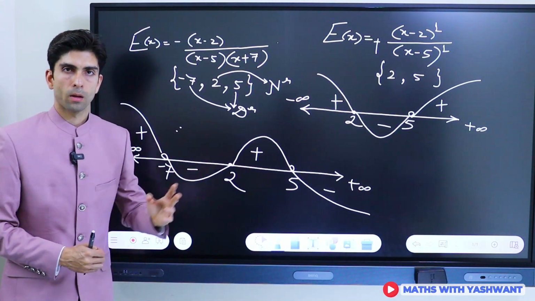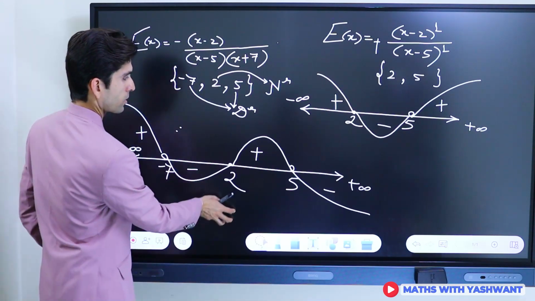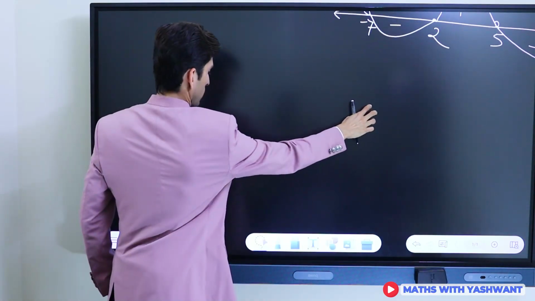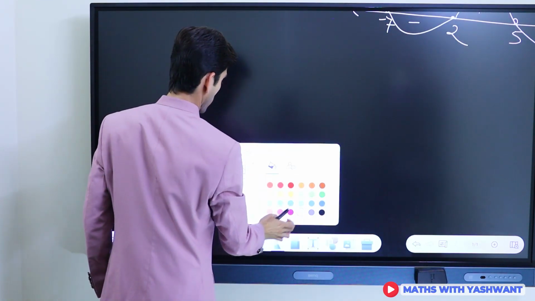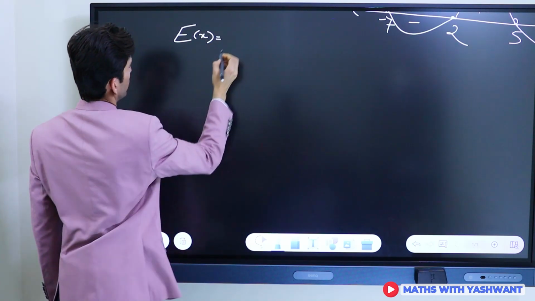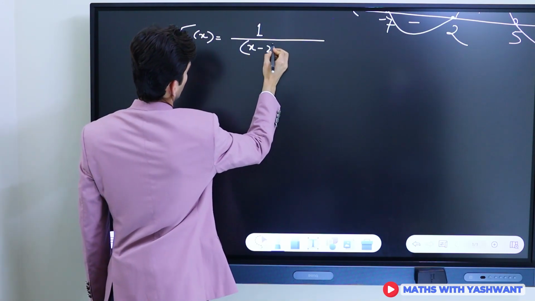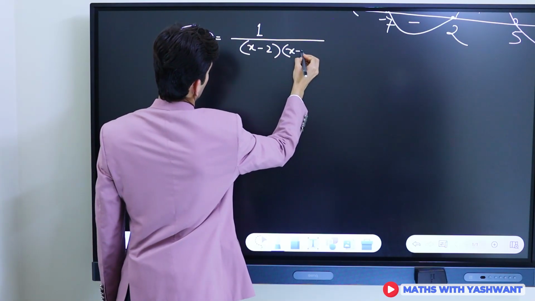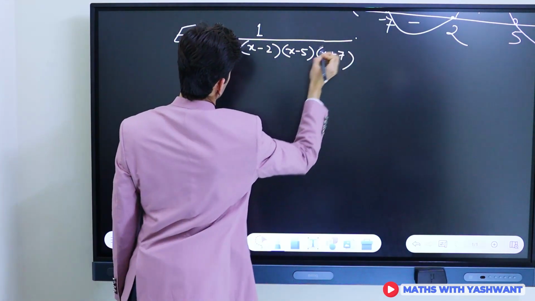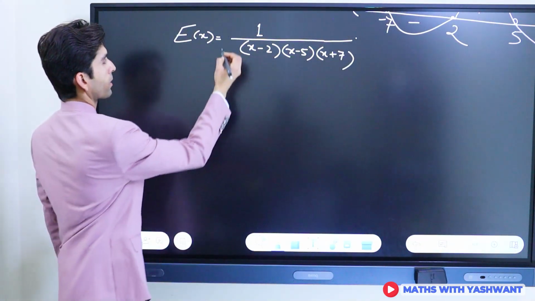Okay. Now we take some more illustrations. Let's take one more illustration here. Let's say we have e of x equals 1 upon x minus 2, x minus 5 and x plus 7. Okay, and let's say we have a negative sign here.